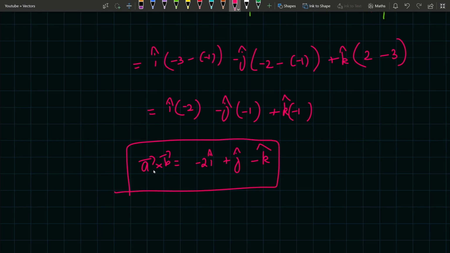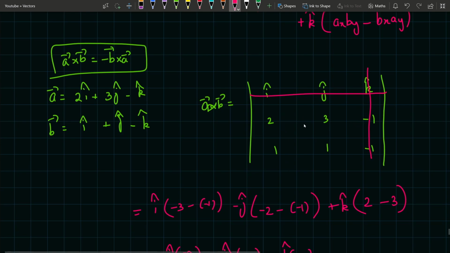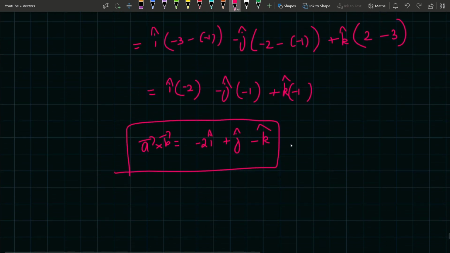If you try to do b cross a, just interchange the rows here, second row to third row and third row to second row. If you do that, you'll get the negative of this answer. That's all. And that's how you perform cross product.